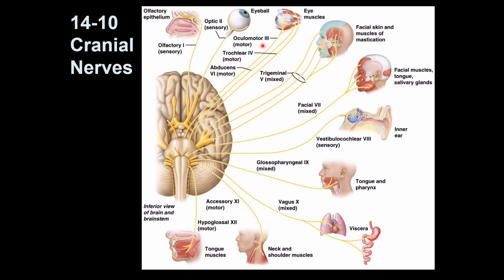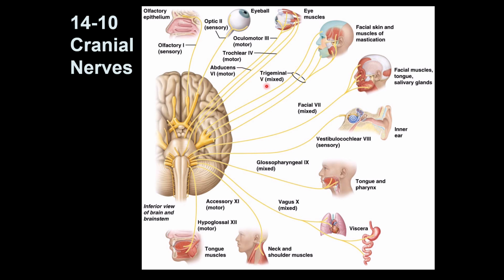Cranial nerve 5, this is the thickest cranial nerve, and that's called trigeminal. It is sensory and motor. So the sensory is the face, and the motor is the muscles of mastication, muscles of chewing.